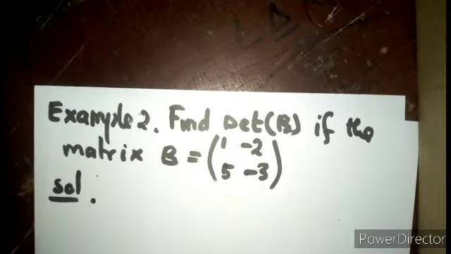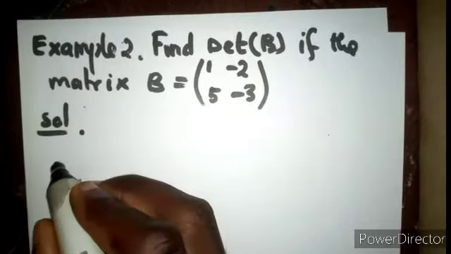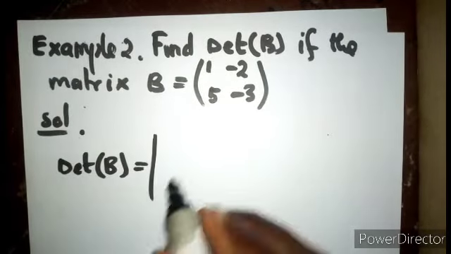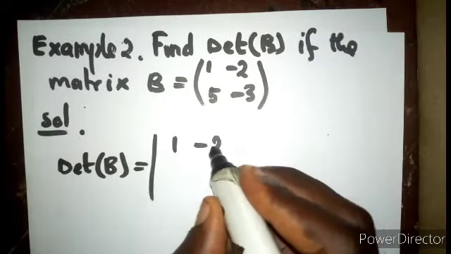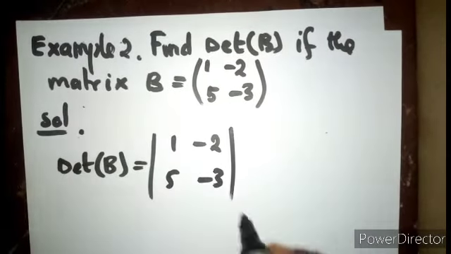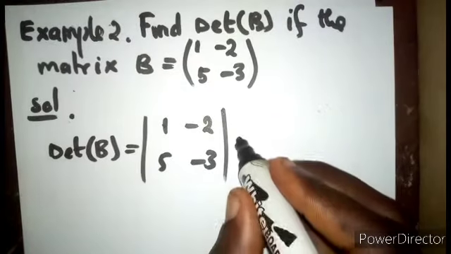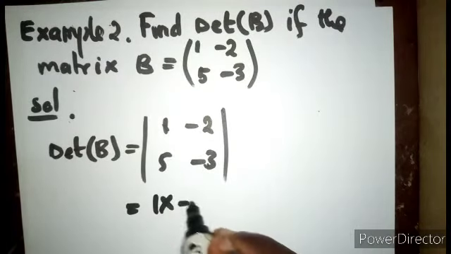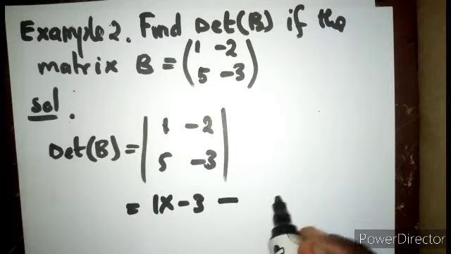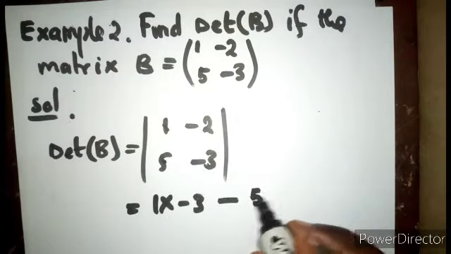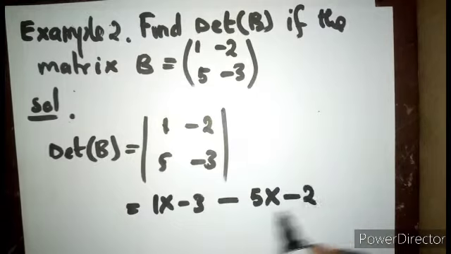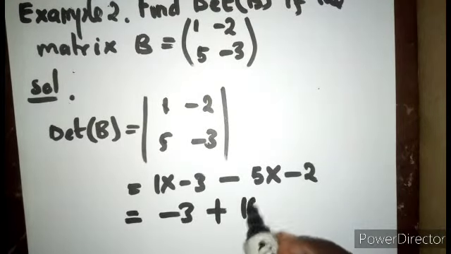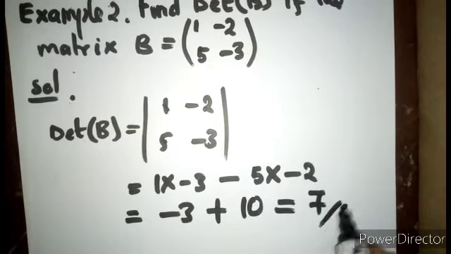Now to find the determinant here, you see that the determinant of P is the absolute value of that, 5 minus 3. We have 1 times minus 3 minus 5 times minus 2. So we have minus 3 plus what? 10, which is equal to 7.